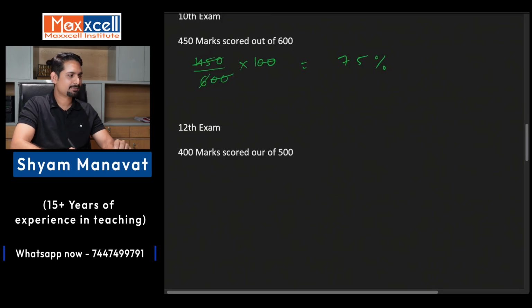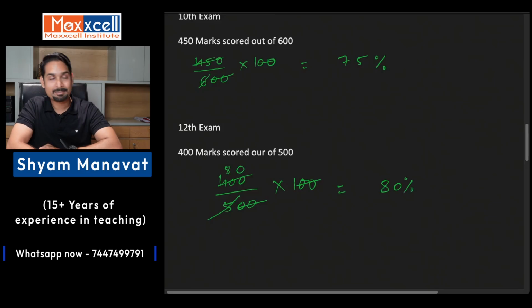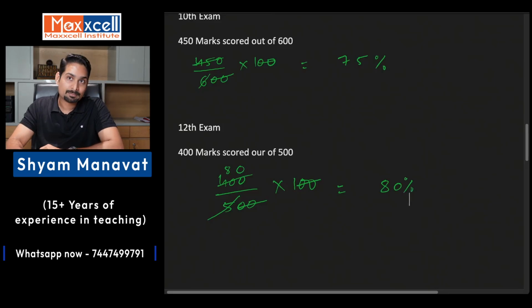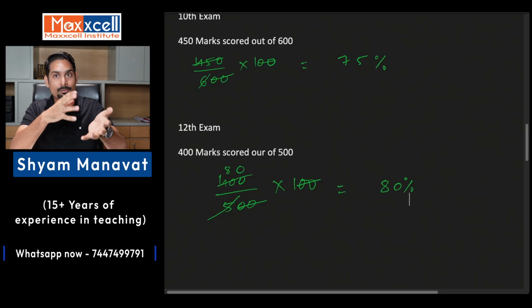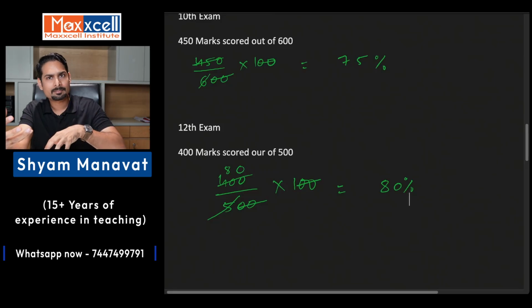Be fast. So you got 400 out of 500, multiply by 100, the zeros cancel, and then 5 8s are 40, and then you have 1 zero here, and that's where you got how much? 80% marks. Now tell me, when we started this question, we had only 450 and 400, right?